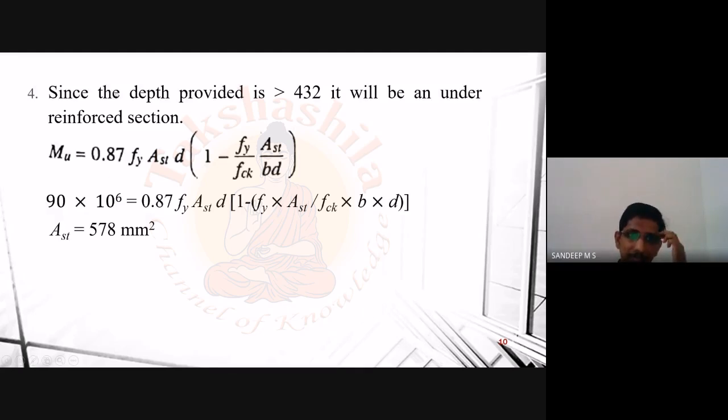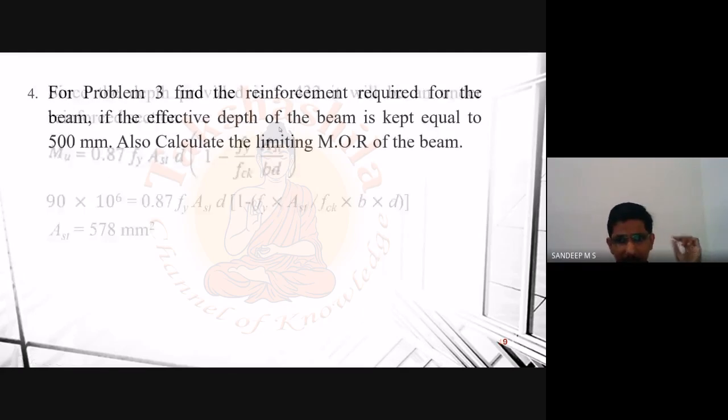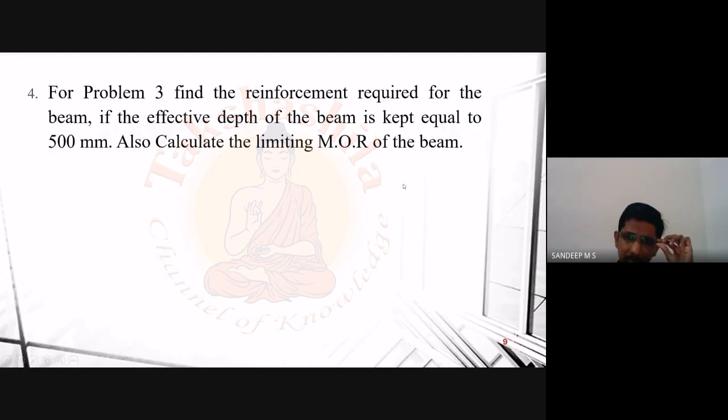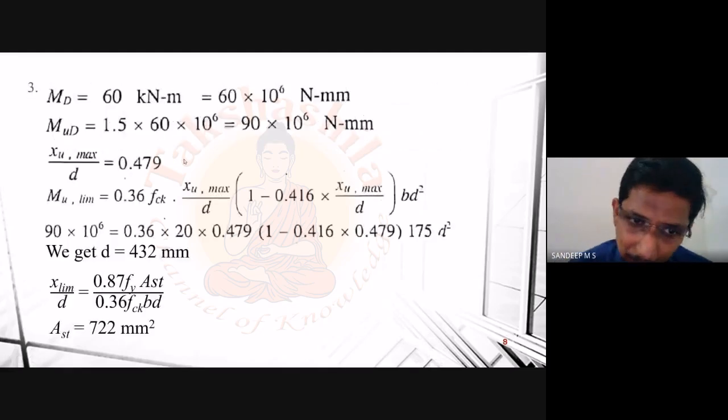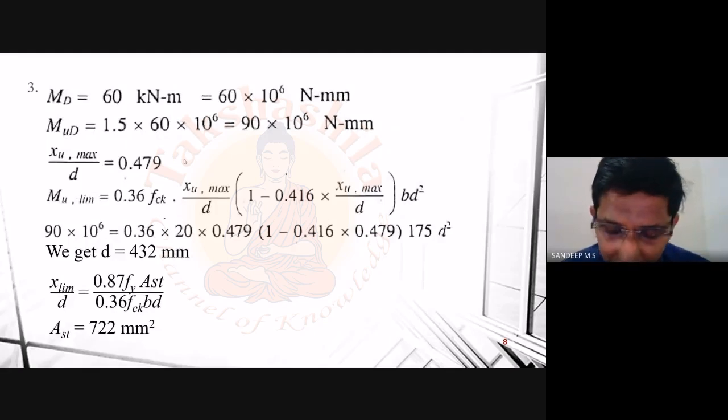Okay, so in this case, calculate the limiting moment of resistance. I think there is some mistake in this question. Actually, you're supposed to design this problem as an under reinforced section. So what do you have to do basically? Please don't get confused.